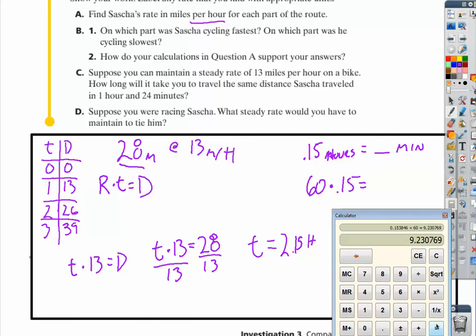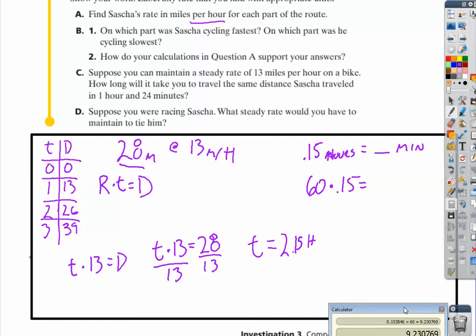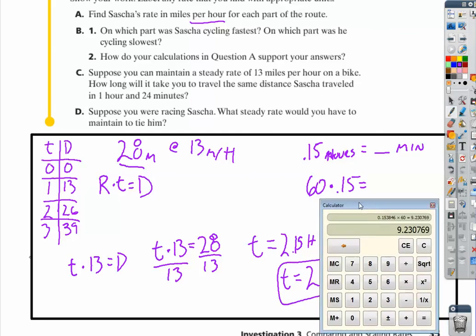Now, if I really want to get technical, it's about 9 minutes and 15 seconds. So his time is going to be equal to 2 hours, 9 minutes, and approximately 15 seconds. This conversion process here is something that is very commonly tested for entrance exams, placement exams, proficiency exams. So it's something that you really need to understand.